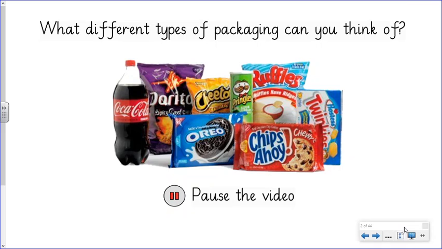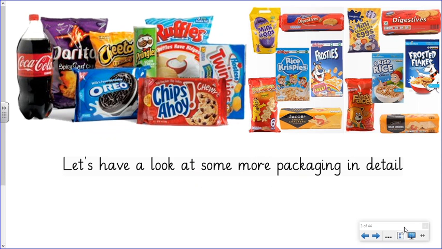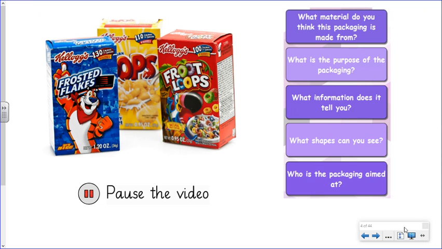Now, I'm sure you found lots of examples of packaging, and we're going to have a look at some examples in a little bit more detail. So here we've got some cereal boxes. And I want you to have a think about these questions here. Think about the material the packaging is made from. What's the purpose of the packaging? Why is the cereal packed in these boxes? What information does the packaging tell you? What shapes can you see? And who is the packaging aimed at? Who is it for? Who is it trying to attract? So pause the video now and have a think about these questions.